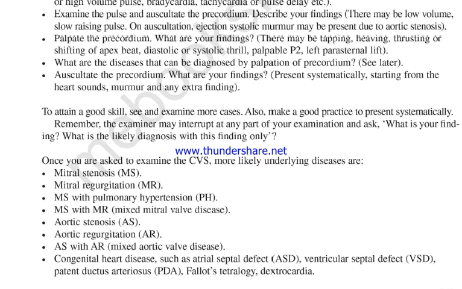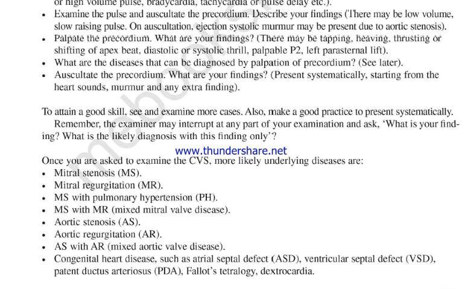Describe your findings. There may be a low volume, slow rising pulse. On auscultation, an ejection systolic murmur may be present due to aortic stenosis. "Palpate the precordium. What are your findings?" There may be tapping, heaving, thrusting or shifting of the apex, with diastolic or systolic thrill, palpable P2, left parasternal lift. "What are the diseases that can be diagnosed by palpation of the precordium?"